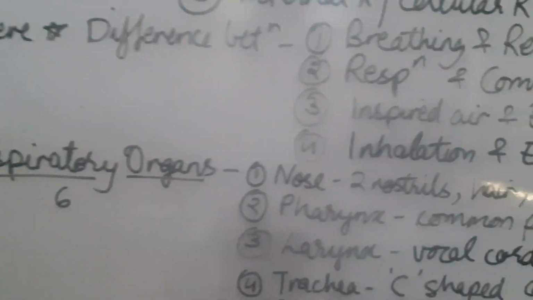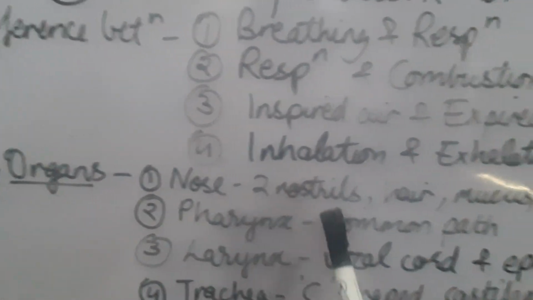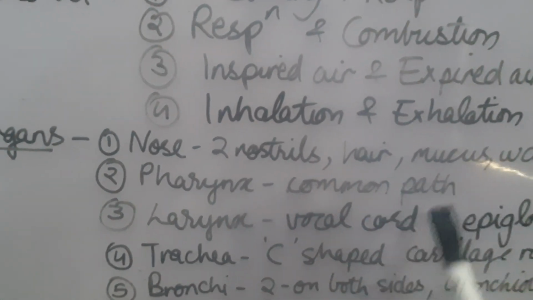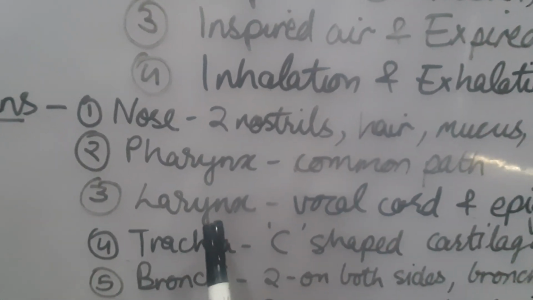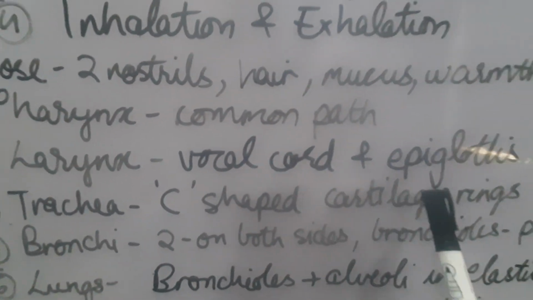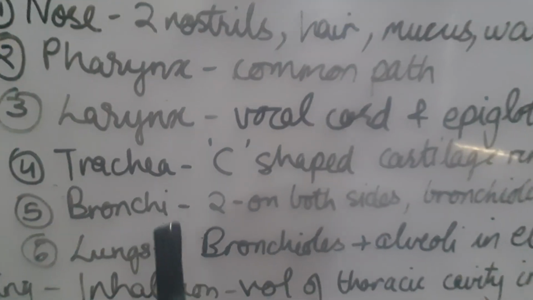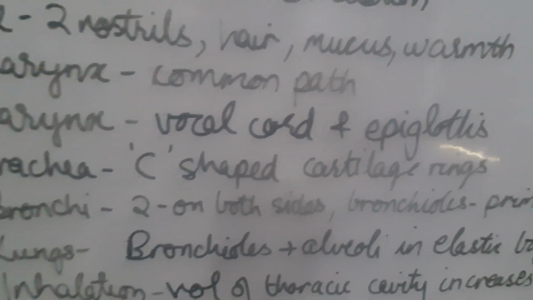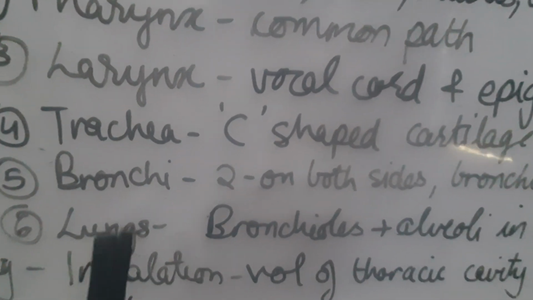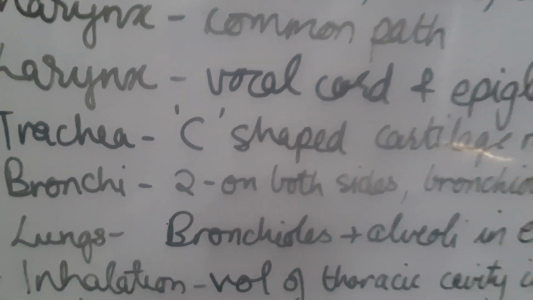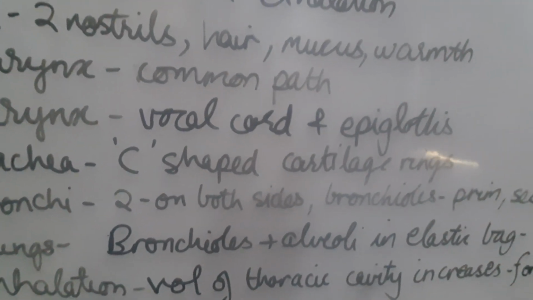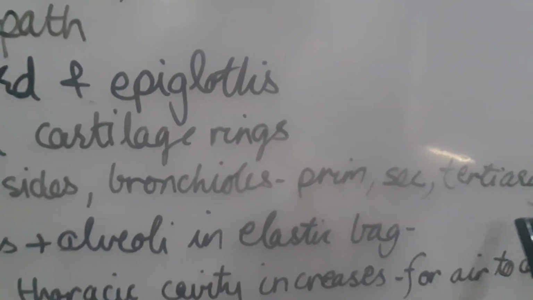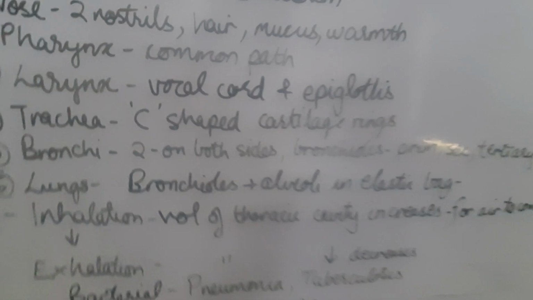Now, what are the respiratory organs? Very easy. Nose, 2 nostrils, hair, mucus, warmth. Pharynx, it is the common path for food and air. Larynx, which has vocal cord and epiglottis inside it. Trachea, which is characterized by the C-shaped cartilaginous rings to avoid the collapse of the respiratory organ. Bronchi, which are 2 on both the sides, right lung and left lung, which divides into bronchioles, primary, secondary and tertiary.